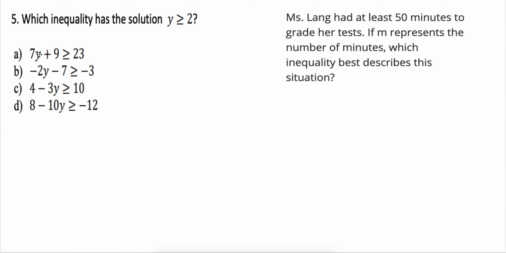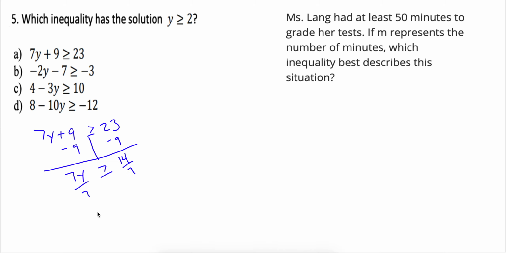So let's just try the first one here. Let's solve the first one. 7y plus 9 is greater than or equal to 23. Well, let's subtract 9 to both sides. 7y is greater than or equal to 23 minus 9. What's 23 minus 9? 23 minus 9 is 14. Divide both sides by 7. Y is greater than or equal to 2.